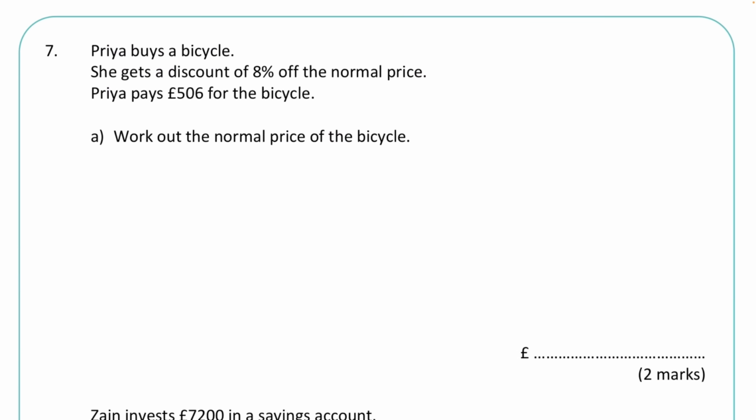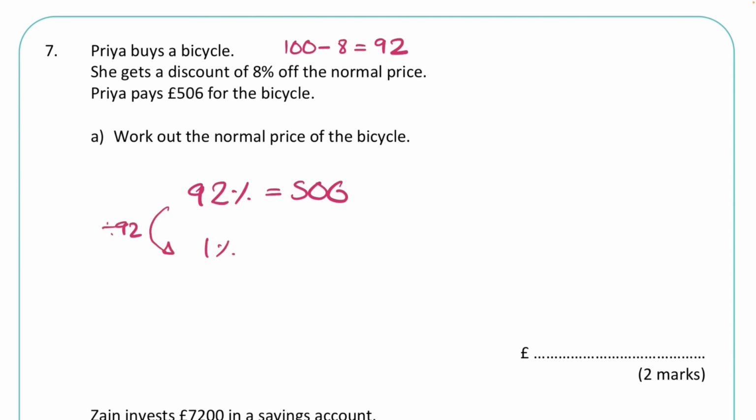Question 7 says Priya buys a bicycle. She gets a discount of 8% off the normal price. Priya pays 506, work out the normal price. So if she's got a discount of the original 100%, take away 8, she's actually paid 92%. So 92% is equal to £506. We want to know 100%. I'm going to divide down to 1%.